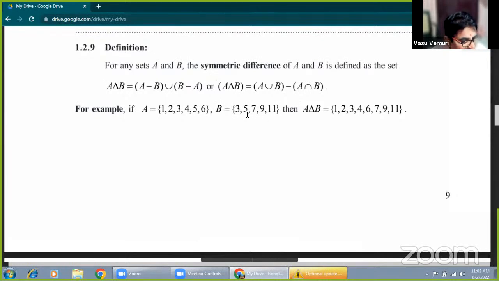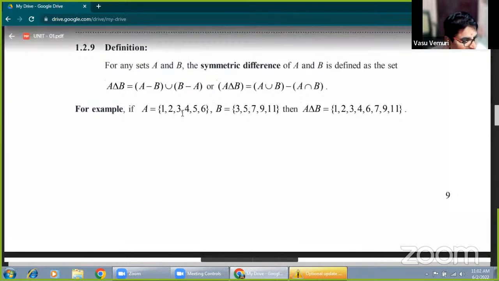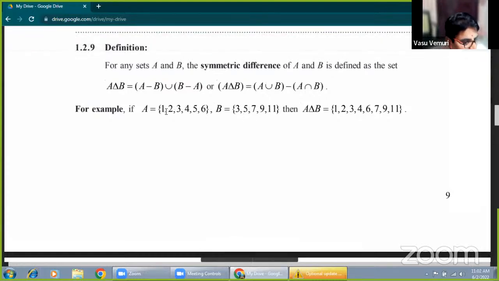Only 3, 5 are involved in the given A. The remaining elements are 1, 2, 4, 6. That is A minus B. B minus A is 7, 9, 11. This is B minus A.